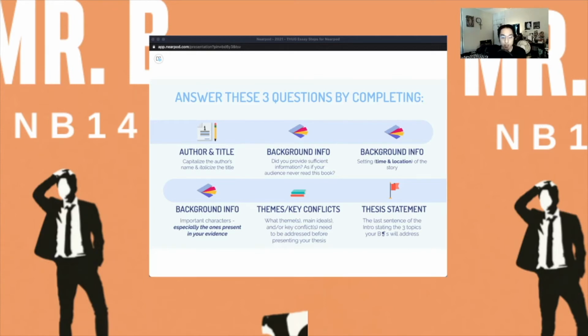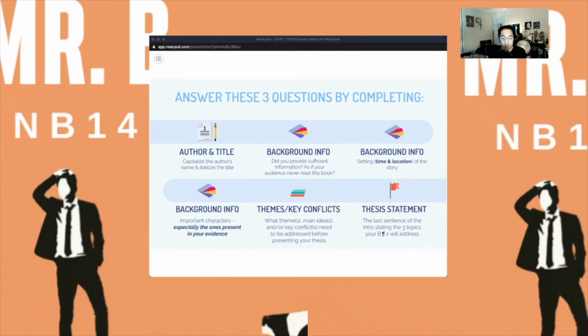All right, next, themes and key conflicts. So what are the themes, main ideas, key conflicts that need to be addressed before presenting your thesis? Now, just like the essay prompts, some of these things are already in there. Let's say with number 2. Clearly, you need to define what institutional, interpersonal, and internalized oppression might be. Your reader might not know what the 4 I's of oppression are. Same goes with number 1. What is systemic racism? You may need to inform them in your introduction.